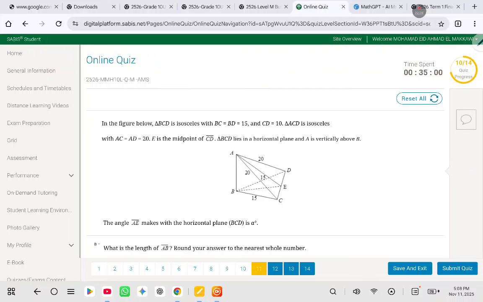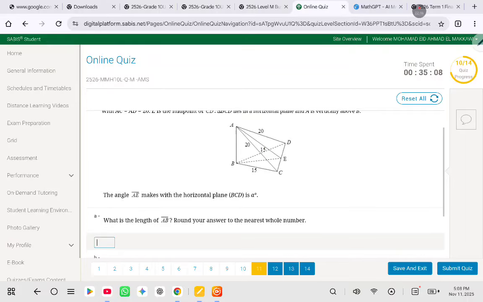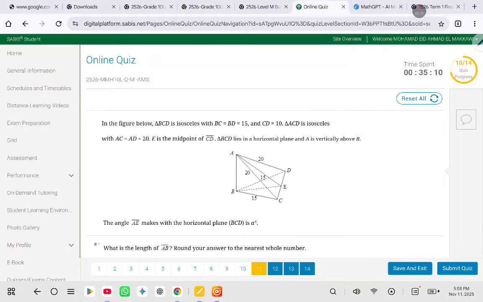Okay guys, this was in the last test. Guys, directly triangle ABC or ACB, we already have two sides. We have AC, which is 20, and we have BC, which is 15. Guys, A is directly on top of B, so it's a right angle. Okay, so 20 is the hypotenuse and 15 is the other side.